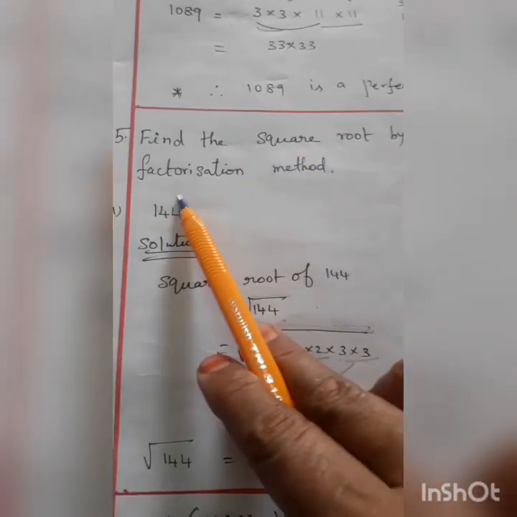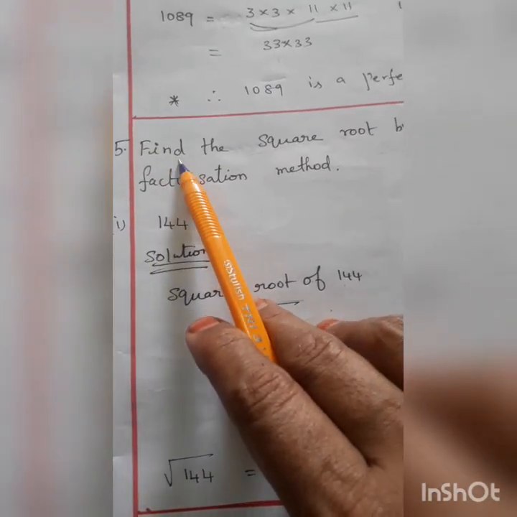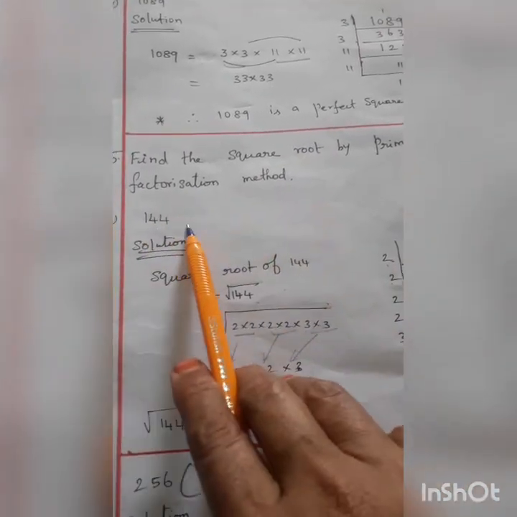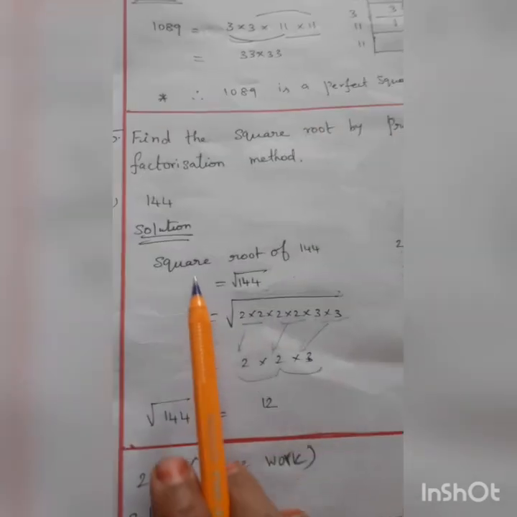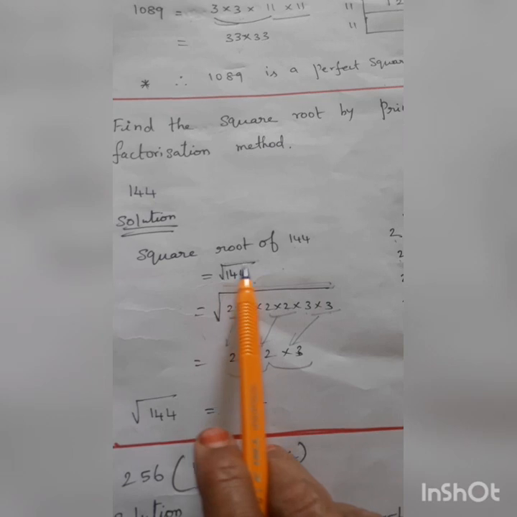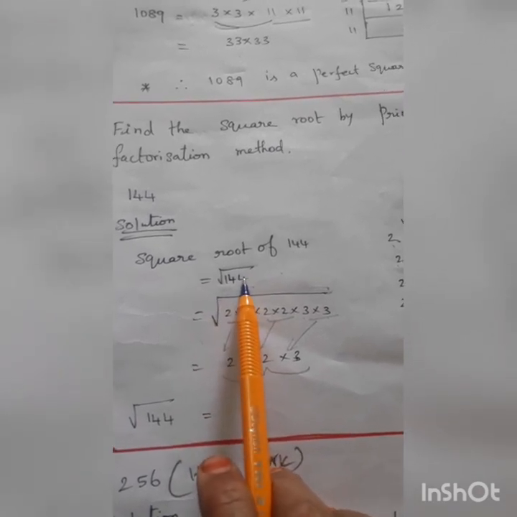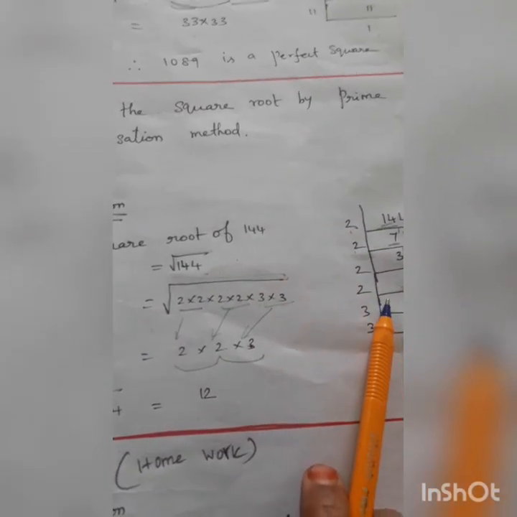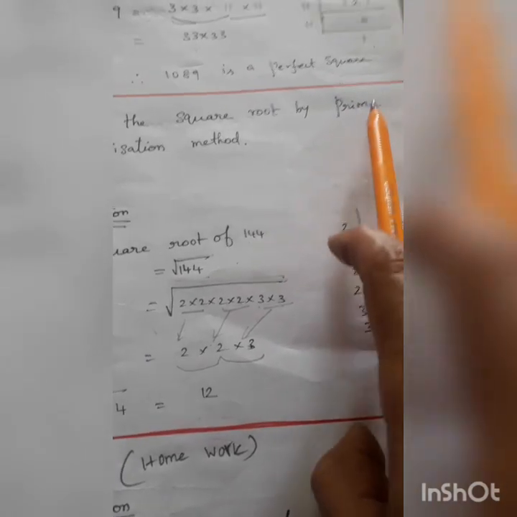Next Roman letter, find the square root by the prime factorization method. The fifth Roman letter of the exercise: find the square root by the prime factorization method. 144. Solution: square root of 144. First step, the square root symbol is the stick symbol. Cover the full number 144. Next, the LCM method is used for division. In the prime factorization method you select prime numbers only.